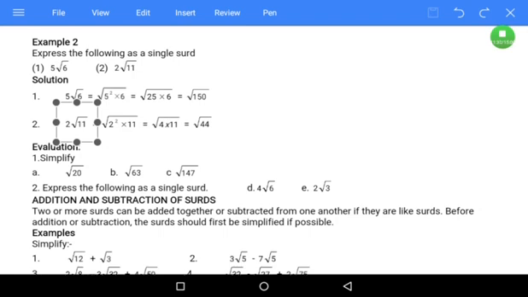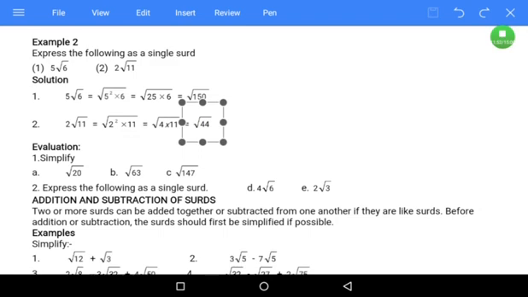Now let's take number 2, which is 2 root 11. The same thing, bring the 2 inside the square root and square it. So we have 2 squared times 11. So we have 4 times 11, that's what? 44. Then you have a single surd, root 44. I believe that is very clear.